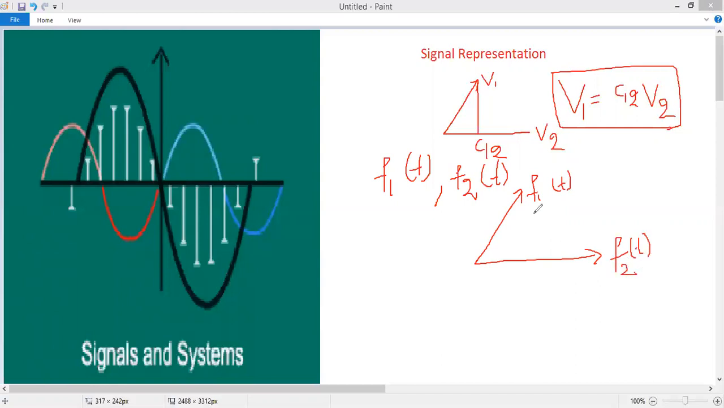Here I am going to draw the perpendicular line. This gives the relationship between f1 and f2. So the representation of f1 in terms of f2 is equal to C12 into f2. This is a basic representation. So we have an equation for C12. Let me draw it.